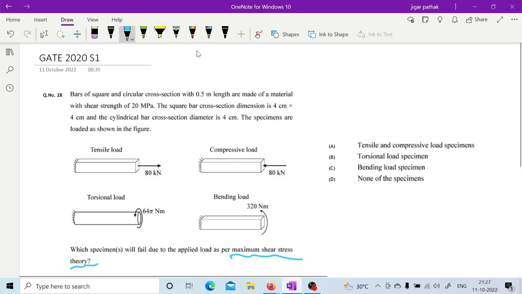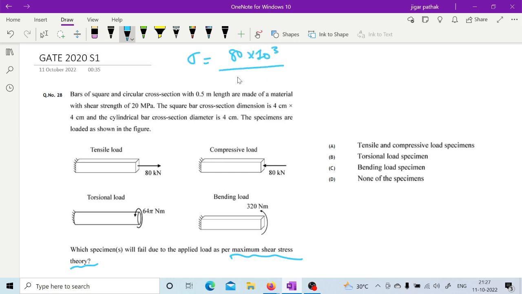See, let us calculate one by one. So if we calculate for this tension and compression, then it will be same, right? That is load 80 into 10 raised to 3 upon area, which is 40 square, right? 4 centimeter is 40 mm. So it will be 50 Newton per mm square. Okay, tau max would be 50 by 2, that is 25 Newton per mm square, which is greater than 20 MPa, right? So it is going to fail in both tension and compression, right?